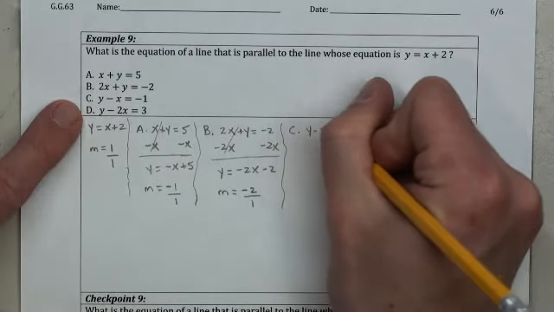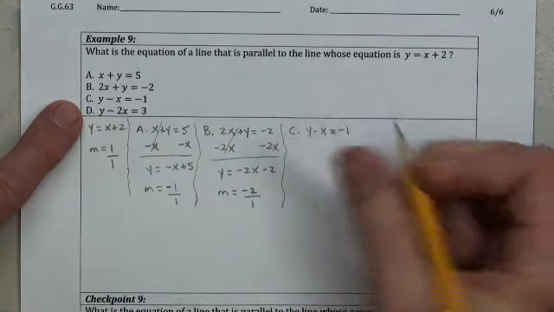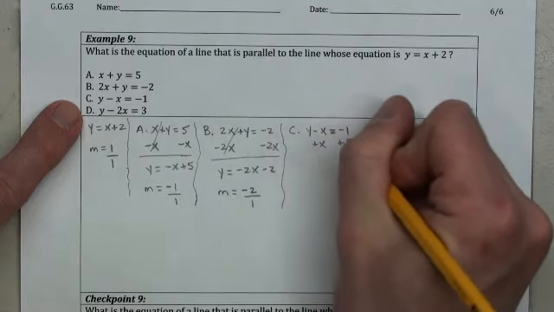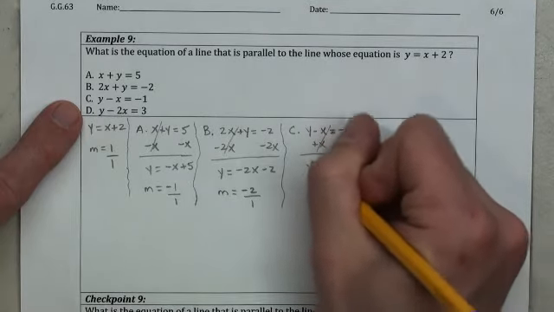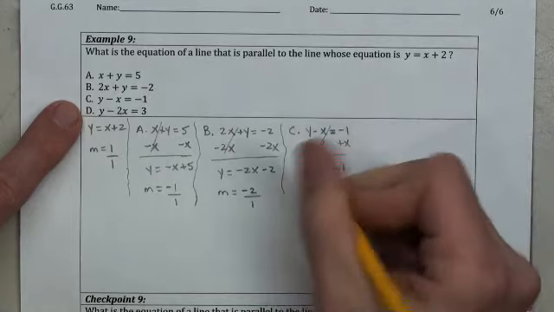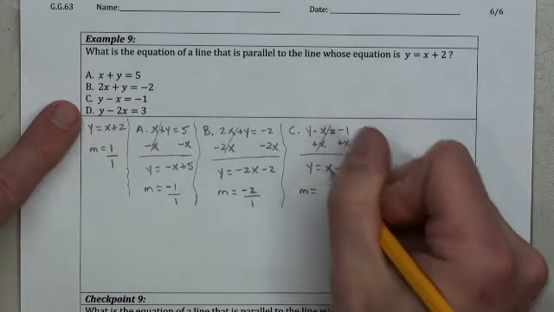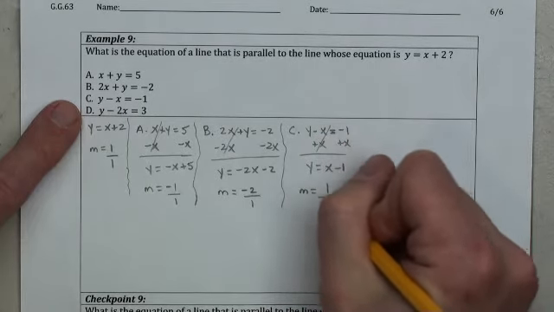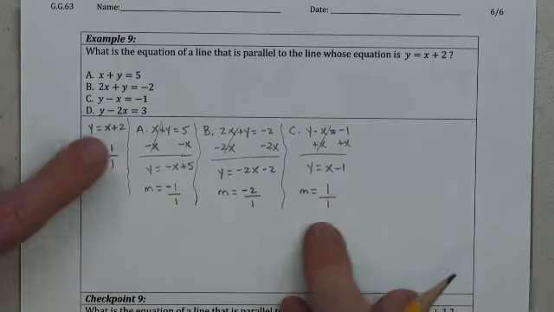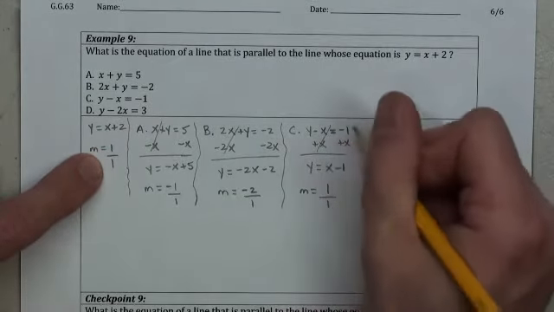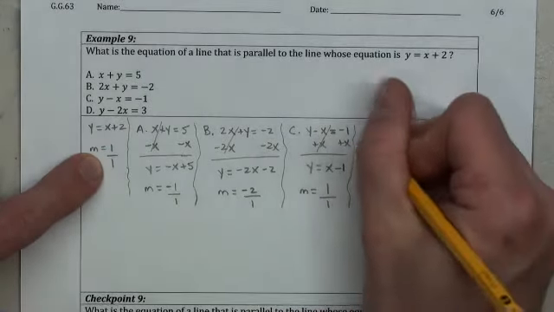Y minus x equals negative 1, so this is C. Add x to both sides. You get y equals x minus 1, and your slope is, what's in front of that x? It's a 1, or 1 over 1. So it looks like choice C is going to be our answer, but we have to check D also, just in case we make a mistake.